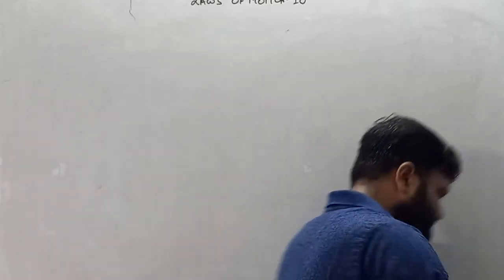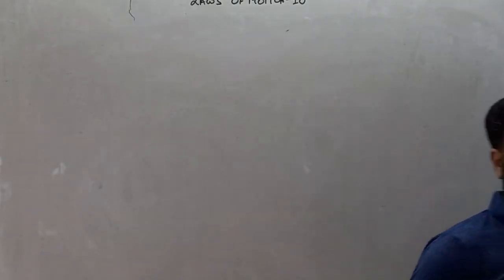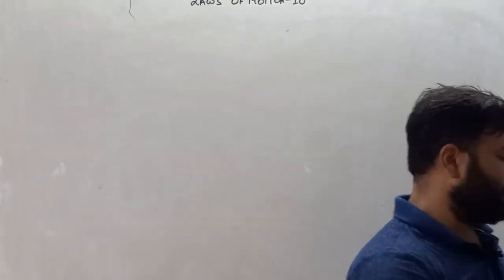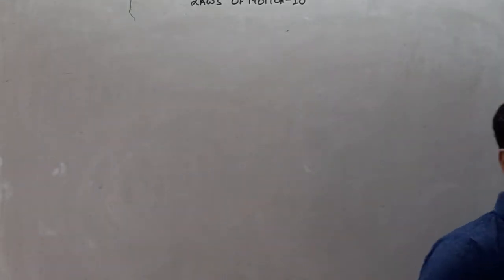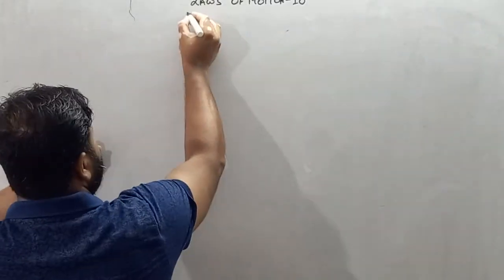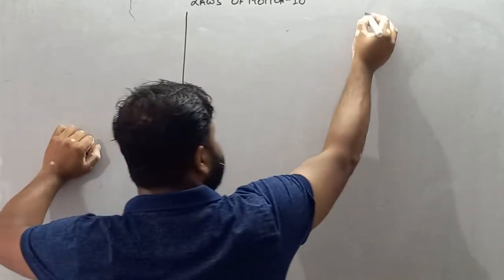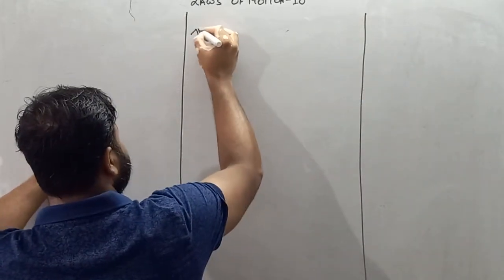So see, the question is, a block is kept. Write down the question. This question was asked in JEE 2005.